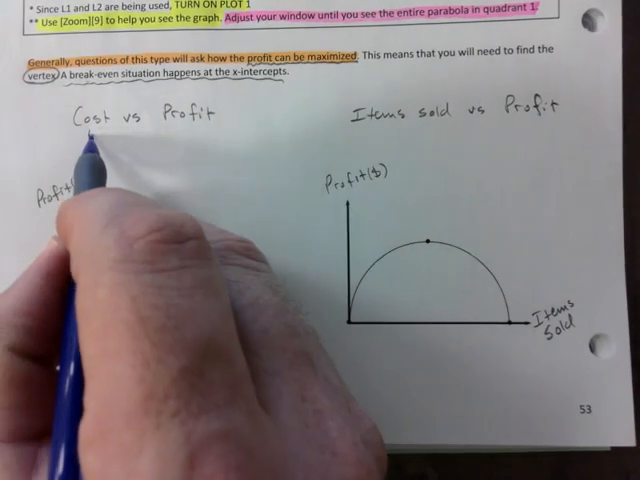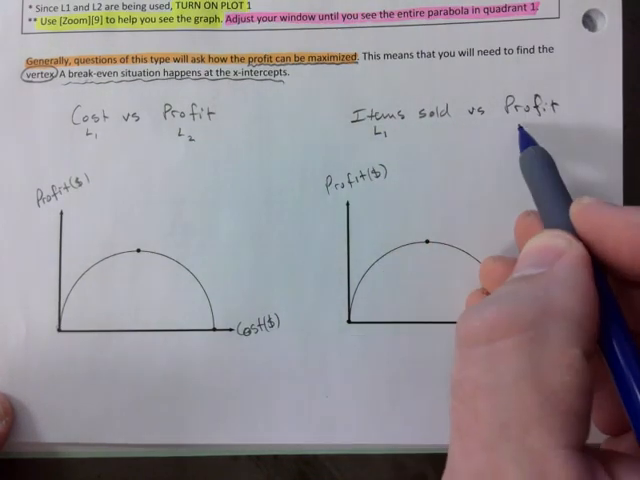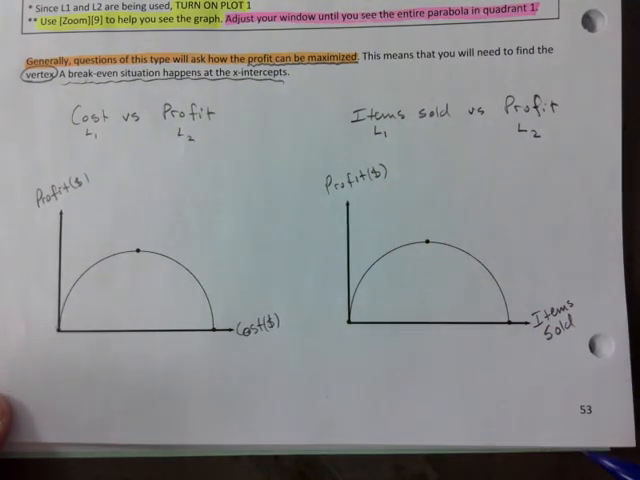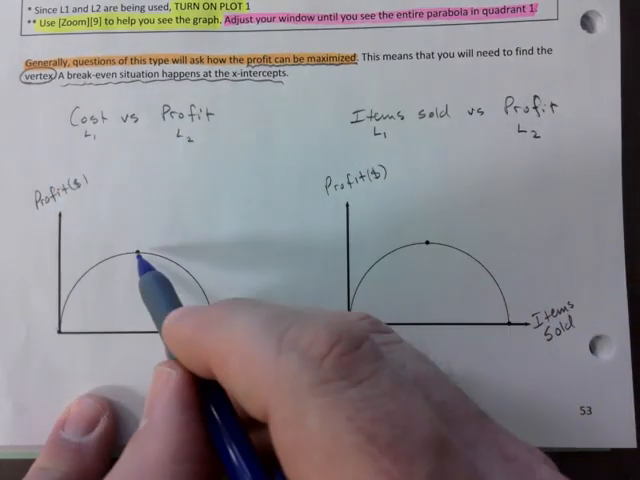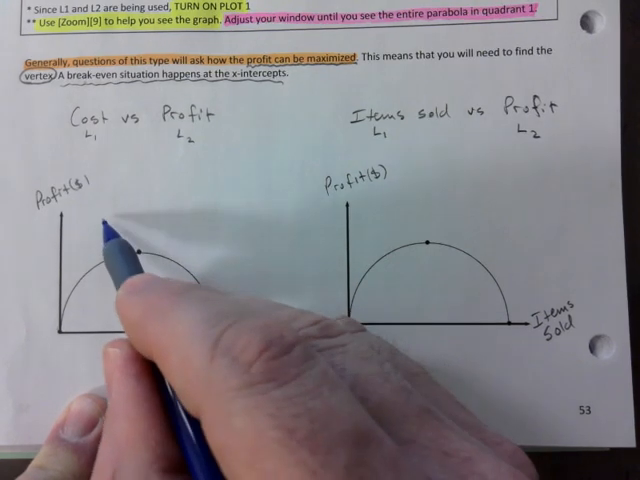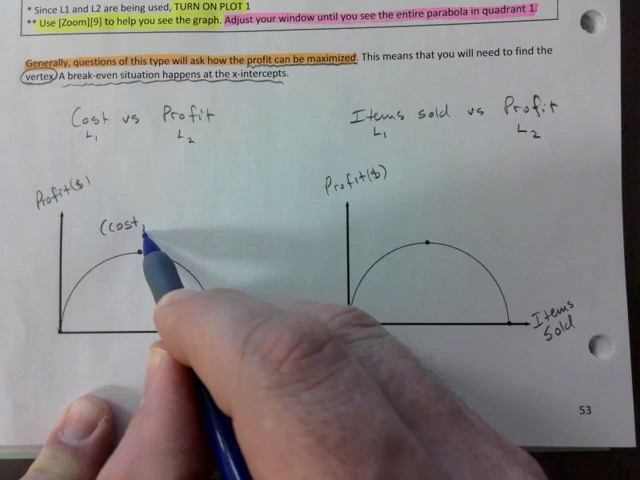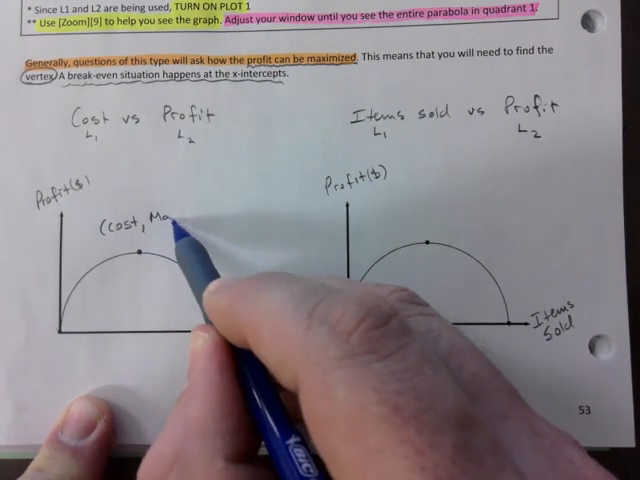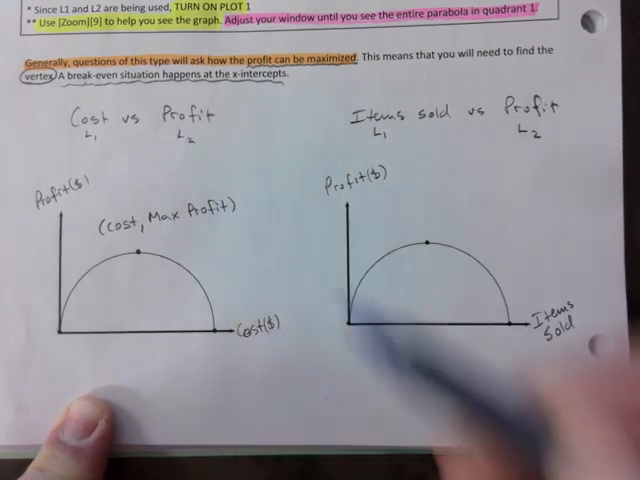So here you have L1 for cost, L2 profit. Here you have items into L1, profit into L2. So under this circumstance, the vertex here, you're going to get a certain price you should be charging, and the y value will actually be the maximum profit you can possibly make.